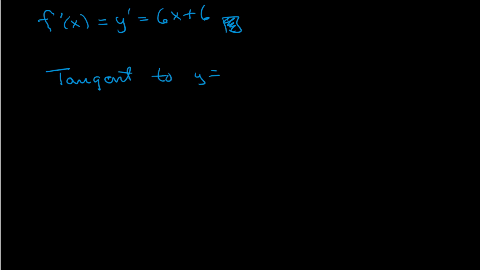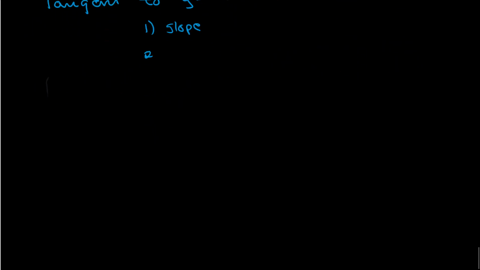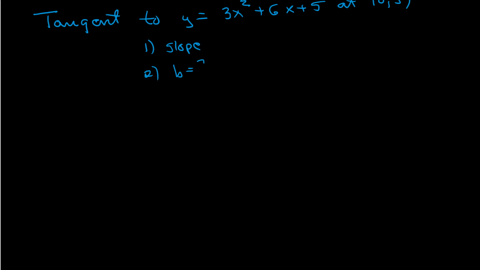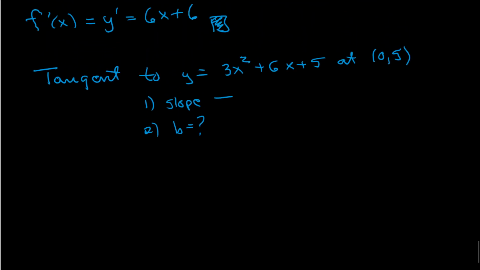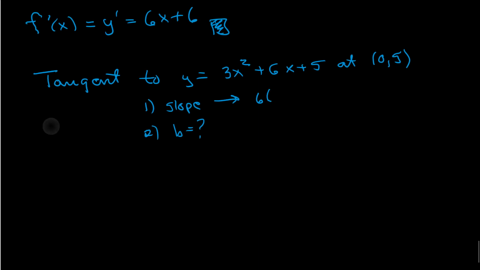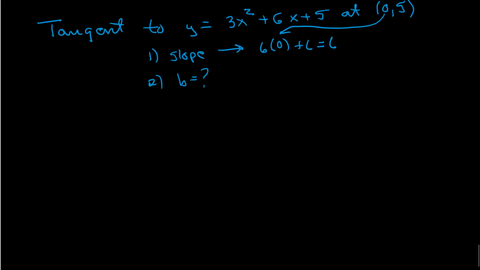to y equals, let's see, I think it was 3x squared plus 6x plus 5 at, let's say, the point 0, 5. If I plug in a value of 0 for x, I get a y value of 5. I need two things. One, I need a slope. Two, I need to compute what's the b value. Well, I now have an equation for a slope. It's going to be 6 times my x value of interest, the x value from the point, plus 6. My slope is 6.